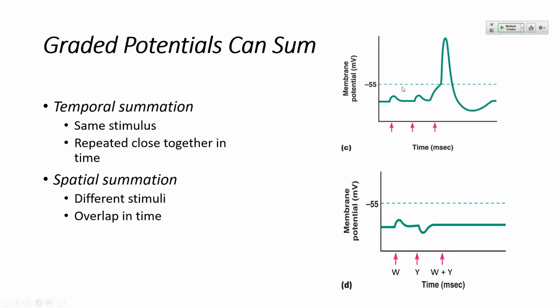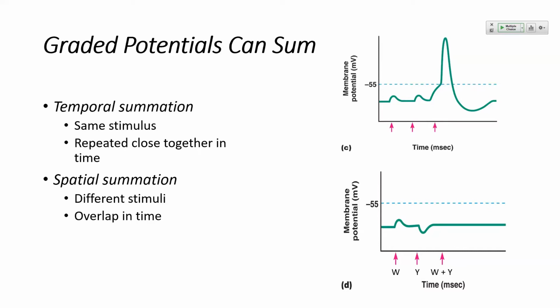So at the top here, we can see that if we have one graded potential and another graded potential fired at the same spot on the neuron, if they're close enough in time, we can simply add them together, and then we may be able to get to threshold and fire an action potential. So the same stimulus or the same spot on the neuron, and if they're close enough in time, we can sum them together.